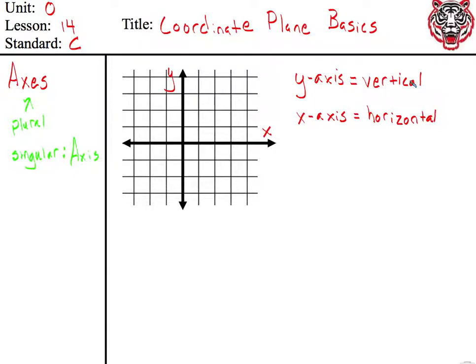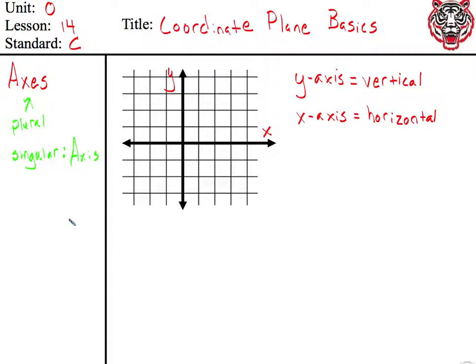If you ever have trouble remembering these, the way that I learned was the horizon. We don't have the best horizon because we have a bunch of mountains, but the horizon is a flat line like the x-axis. So that's the horizontal line.